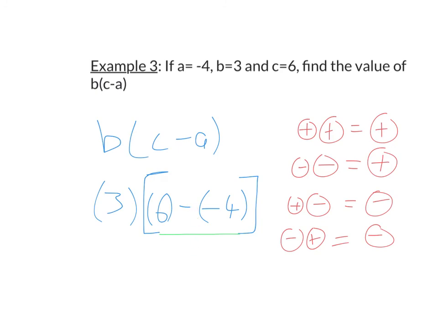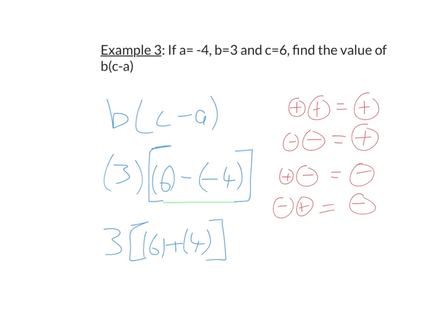So here we've got a negative and a negative. So we can rewrite this, getting rid of our two negatives and just putting in a positive sign there instead. So now we've got 6 plus 4 in our brackets. Nothing else has changed so far.